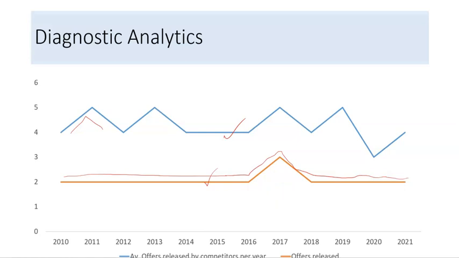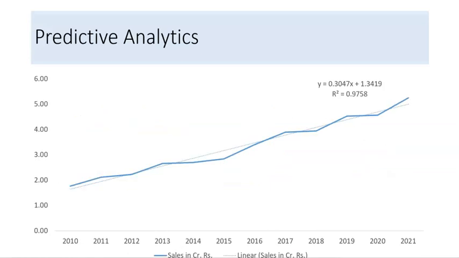Perhaps my sales are only going up because I'm billing 10% additional every year to my clients. So that means I'm getting more money from the same clients. But the business is not growing as such. So this could be a diagnostic analysis.